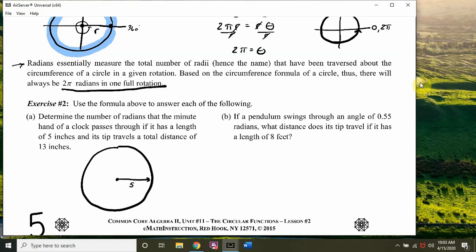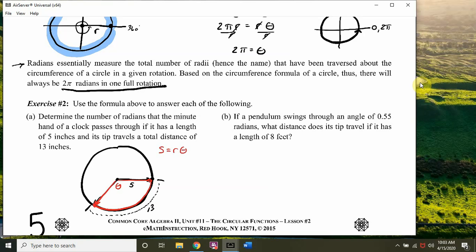That's basically what part of the circle? The radius, right? And the tip travels a total distance of 13 inches. So this thing's going to travel around here. This is the tip of it, and it's traveling a total of 13 inches. So we started over here, and we traveled 13 inches and ended up there. Here's our angle theta. The 5 is the radius. The 13 is the S.